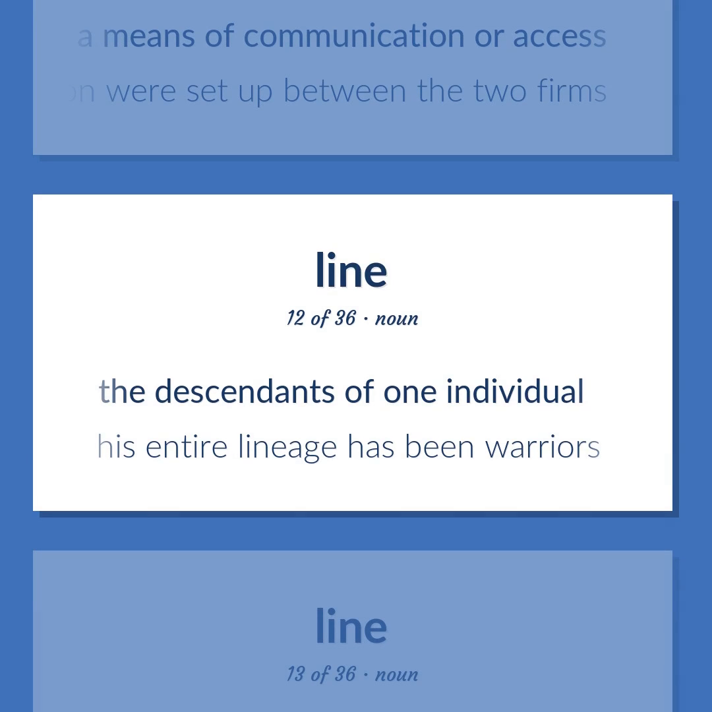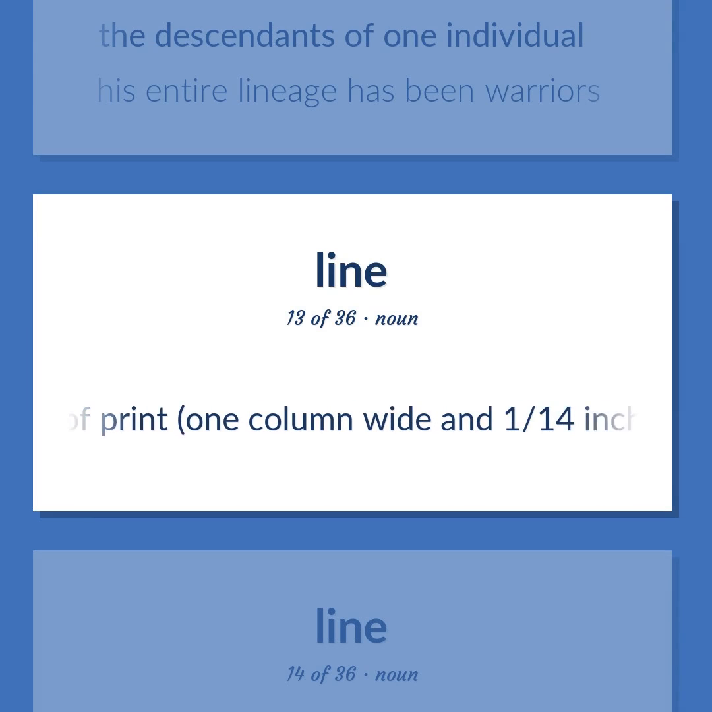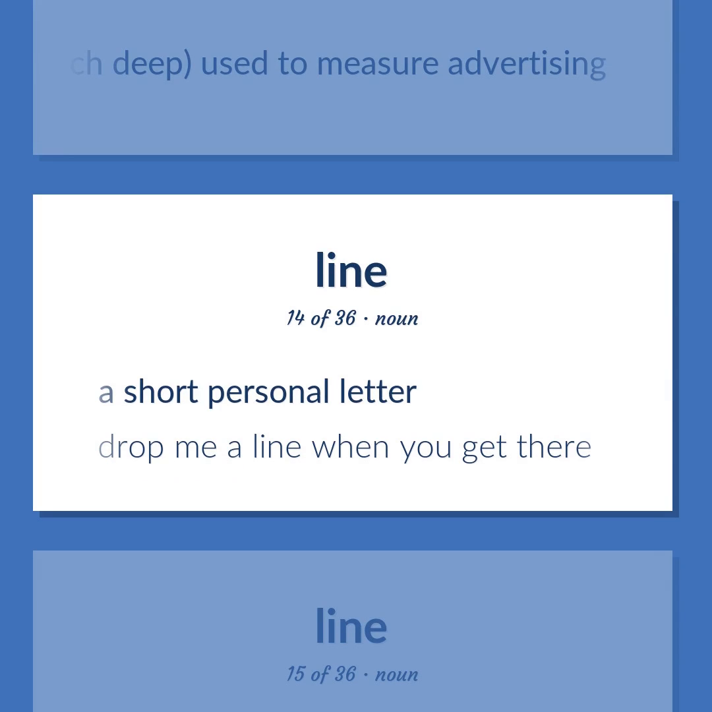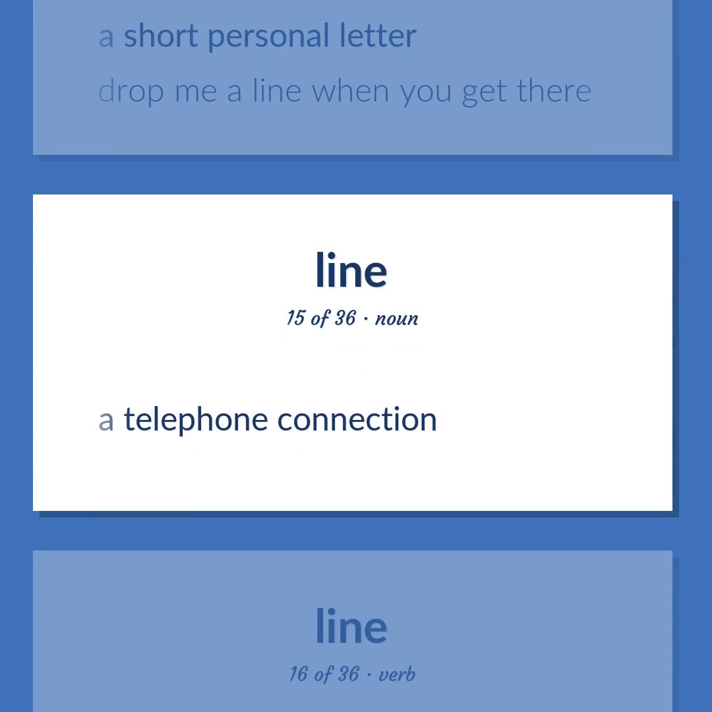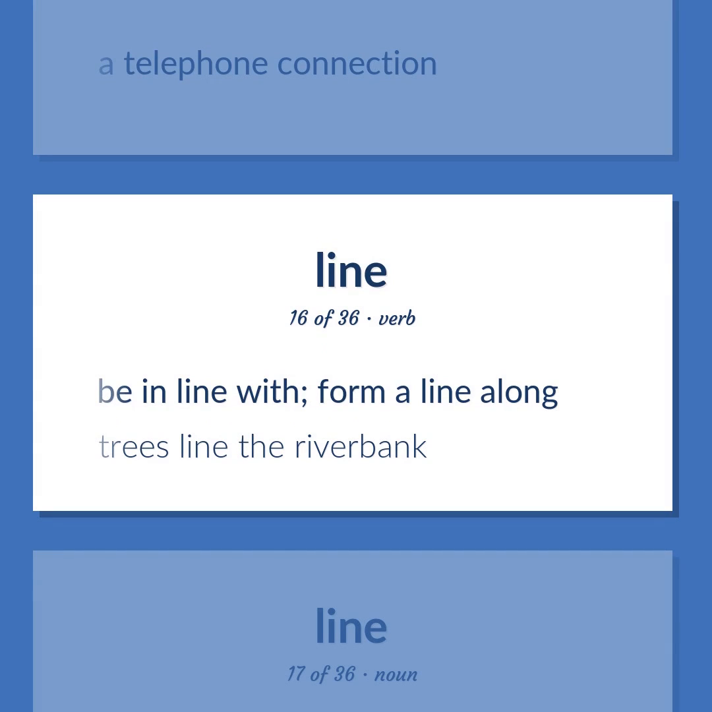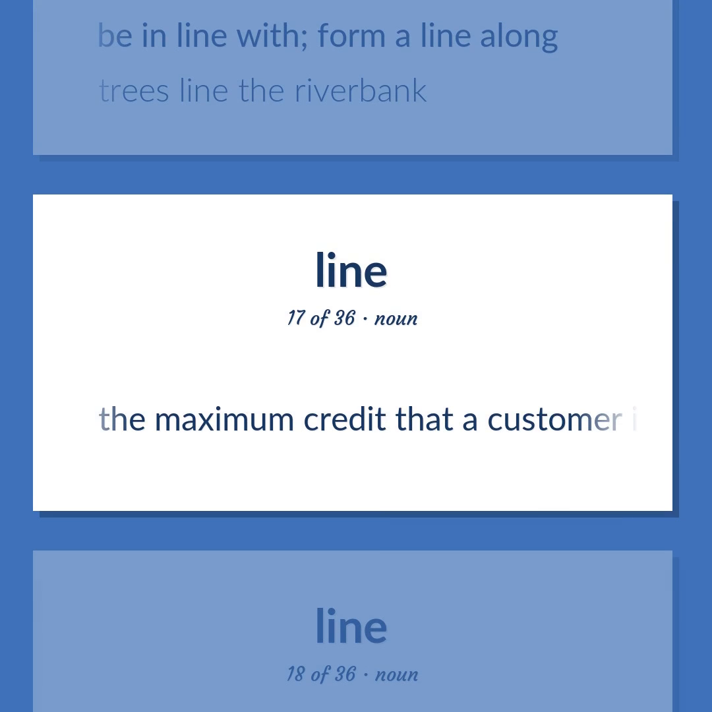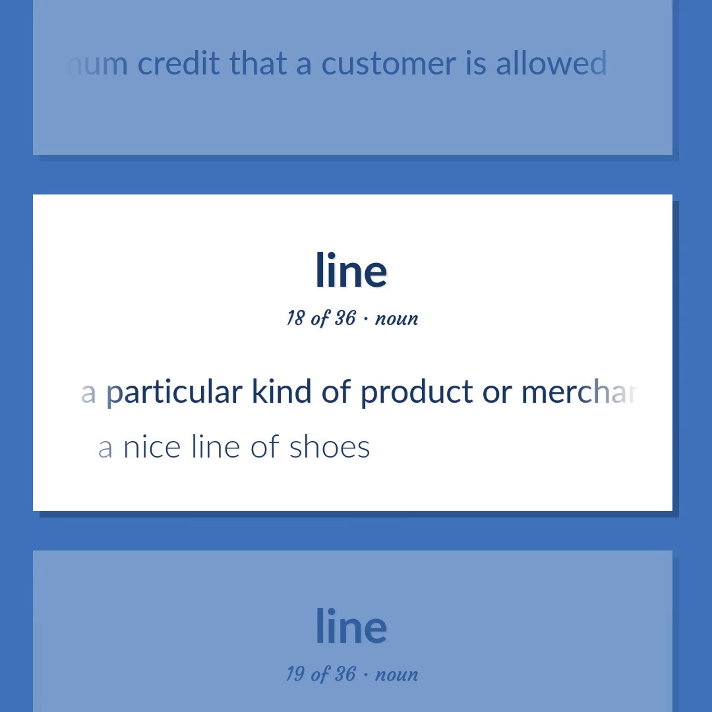The descendants of one individual. His entire lineage has been warriors. Space for one line of print, 1 column wide and 1/14 inch deep, used to measure advertising. A short personal letter. Drop me a line when you get there. A telephone connection. Be in line with. Form a line along. Trees line the riverbank. The maximum credit that a customer is allowed. A particular kind of product or merchandise. A nice line of shoes.